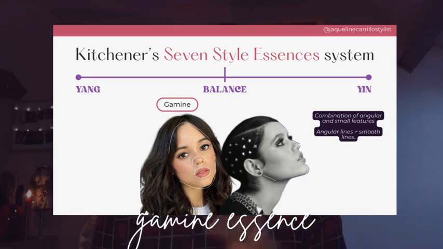Now, as I said before, the gamines are on the yang side of the spectrum, and that is because gamine essence is a contrast of energies. While they may have some small features that make them appear young, they also have some sharpness that make them striking rather than cute.